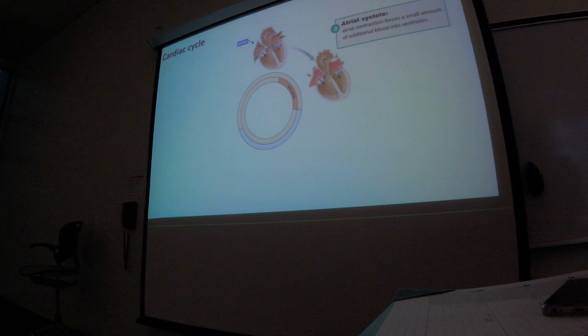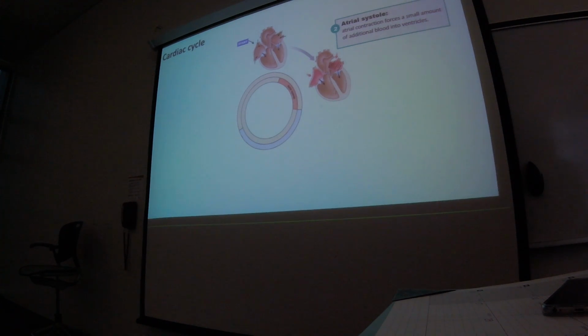And then the second part is atrial systole. What does atrial systole mean? What's the atria doing? Contracting. And so that's what this red shaded part means. The red shaded part means pressure is being added to that chamber. By the contracting of the atria, you're adding pressure to that chamber, and that's what that red area means.